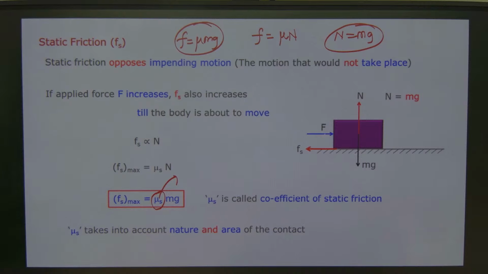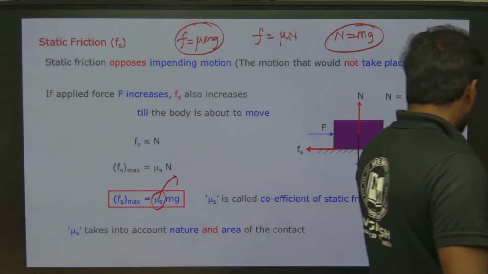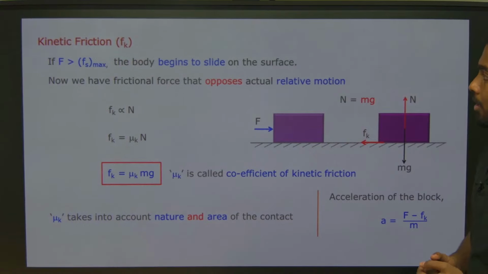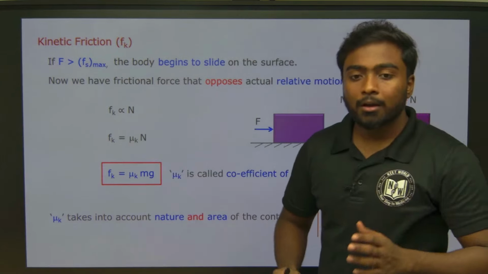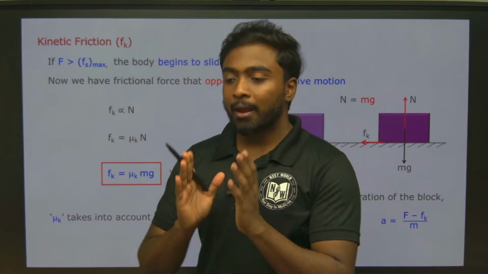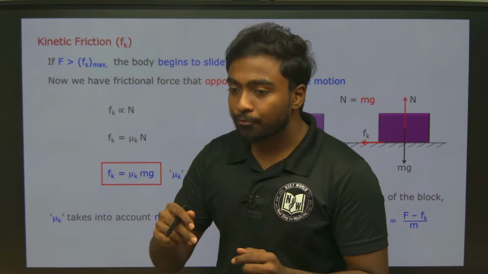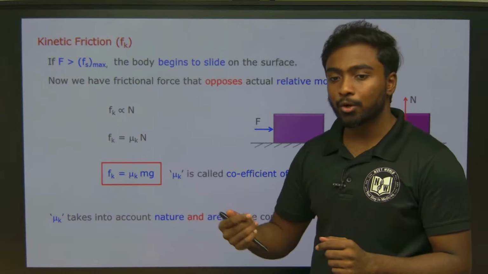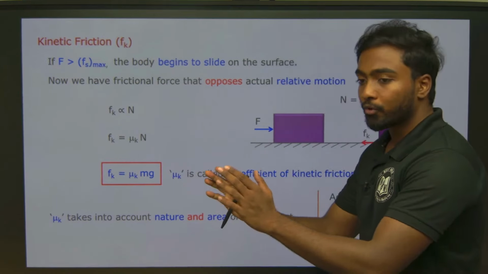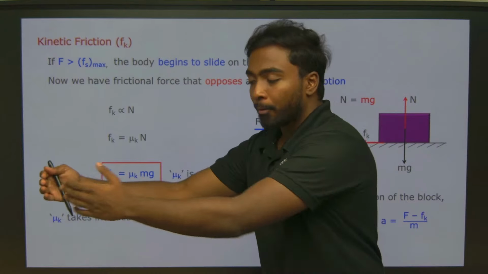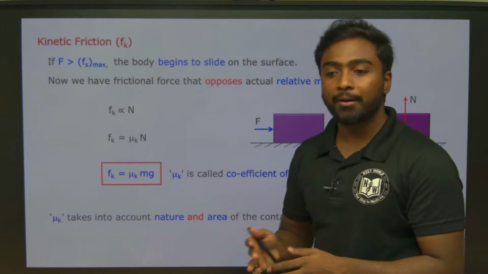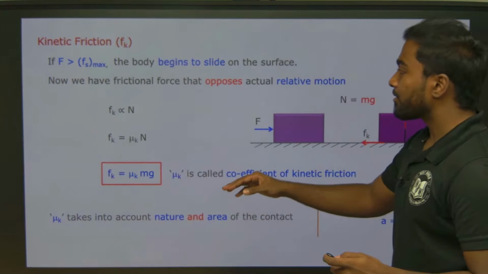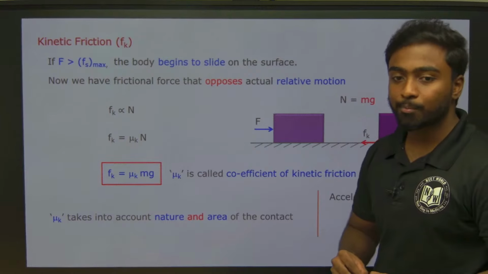Okay, so now for kinetic friction. If the applied force F is greater than the static friction, what happens? I am applying some 10 Newton force, and the opposing force is 5 Newton. What happens? The object will move now, which means in that time kinetic friction takes place.